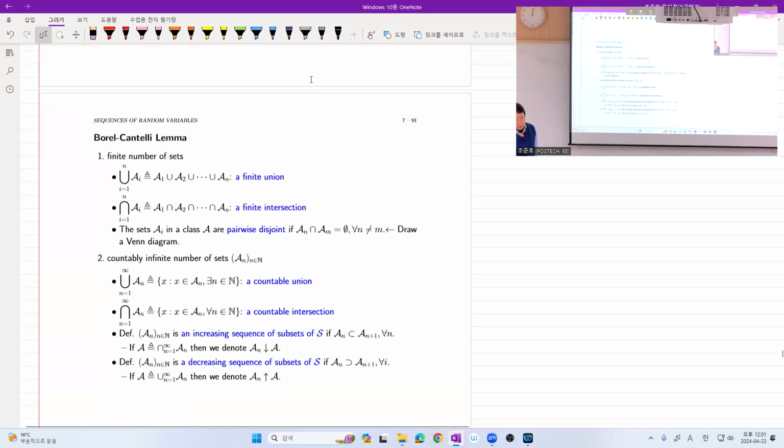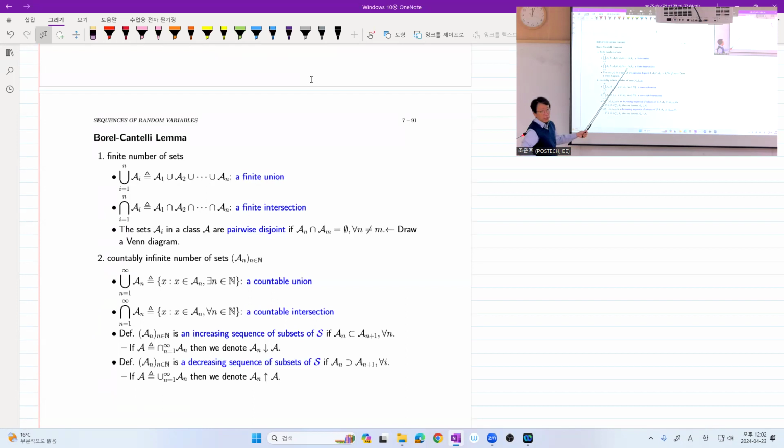Now the last topic. It seems that I cannot finish this chapter this week, but anyway, in order to be prepared to understand the Borel-Cantelli lemma, we need some definitions learned in analysis. The first one is this notation. See that? What is this one? This is a simple union of finite sets. And this looks very similar to the summation notation, so you can easily understand.